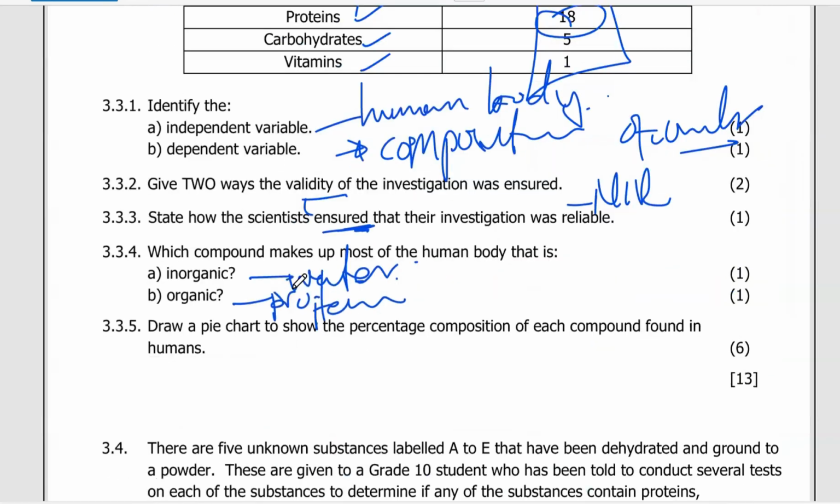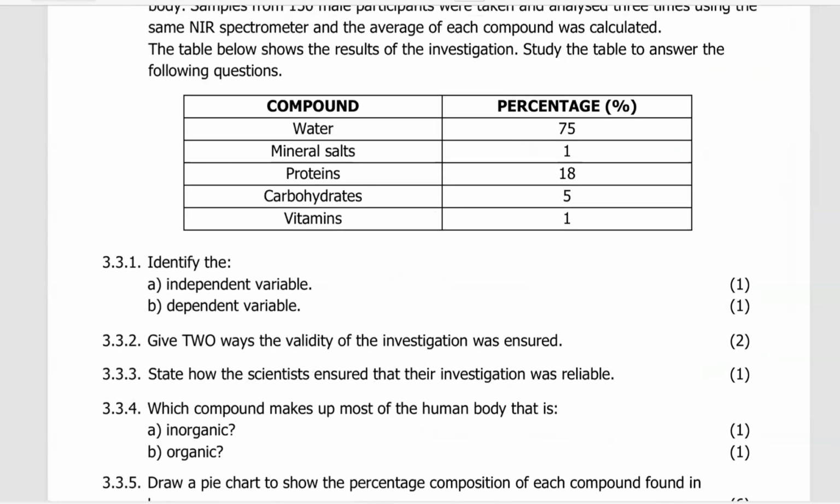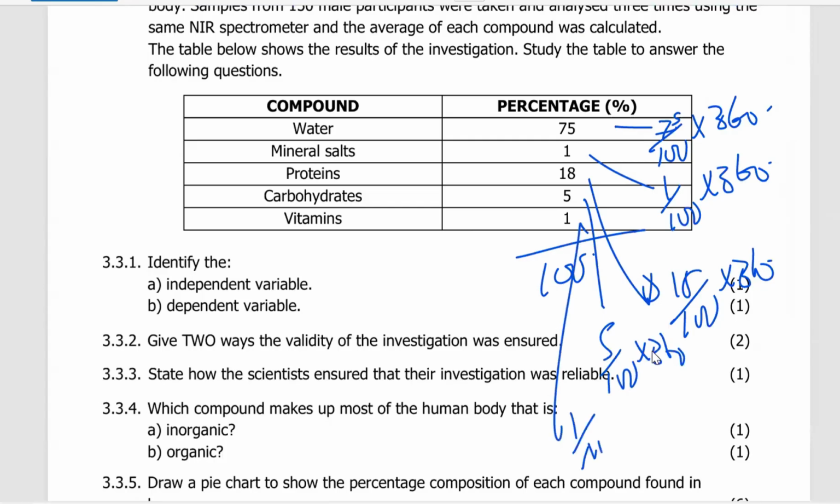Calculate. They're saying that they draw a pie chart to show the percentage composition of each. So here, let me first clear it up, and then we see. Remember, guys, that this is percentage. If you add it, it must give you 100. And you cannot plot this in terms of percentage. Yes, we have to first convert it into degrees. So 75% is going to be 75 out of 100 times 360. Then this one is 1 out of 100 times 360. Then 18 out of 100 times 360. Then 5 out of 100 times 360. And 1 out of 100 times 360.